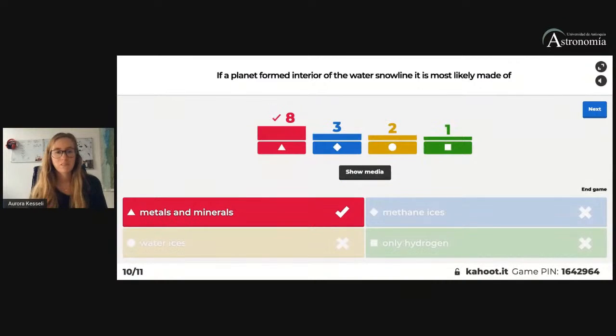Okay, great. Most of you got this. If it's inside of a snow line, then it shouldn't have many ices. So it shouldn't have the methane ices or the water ices.